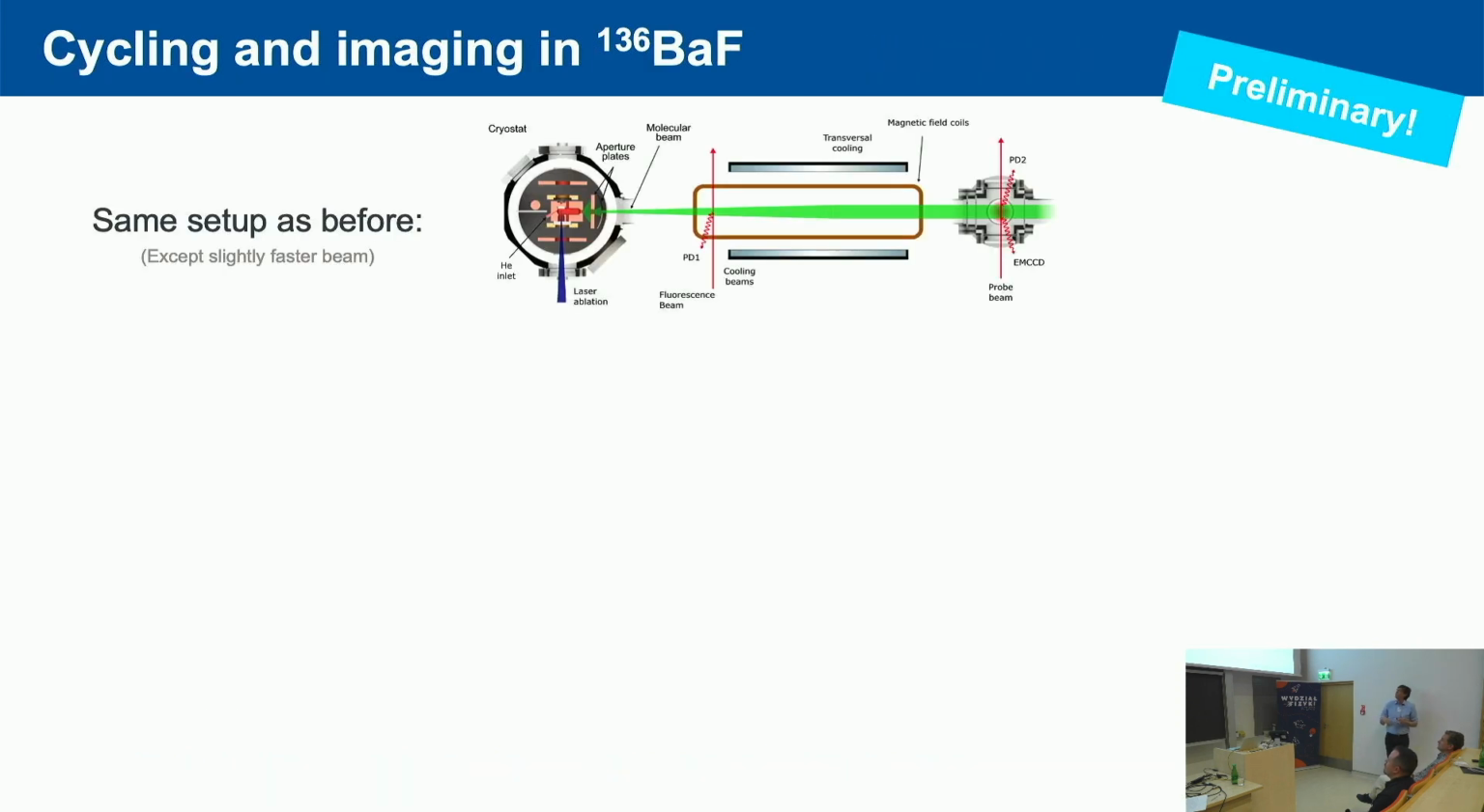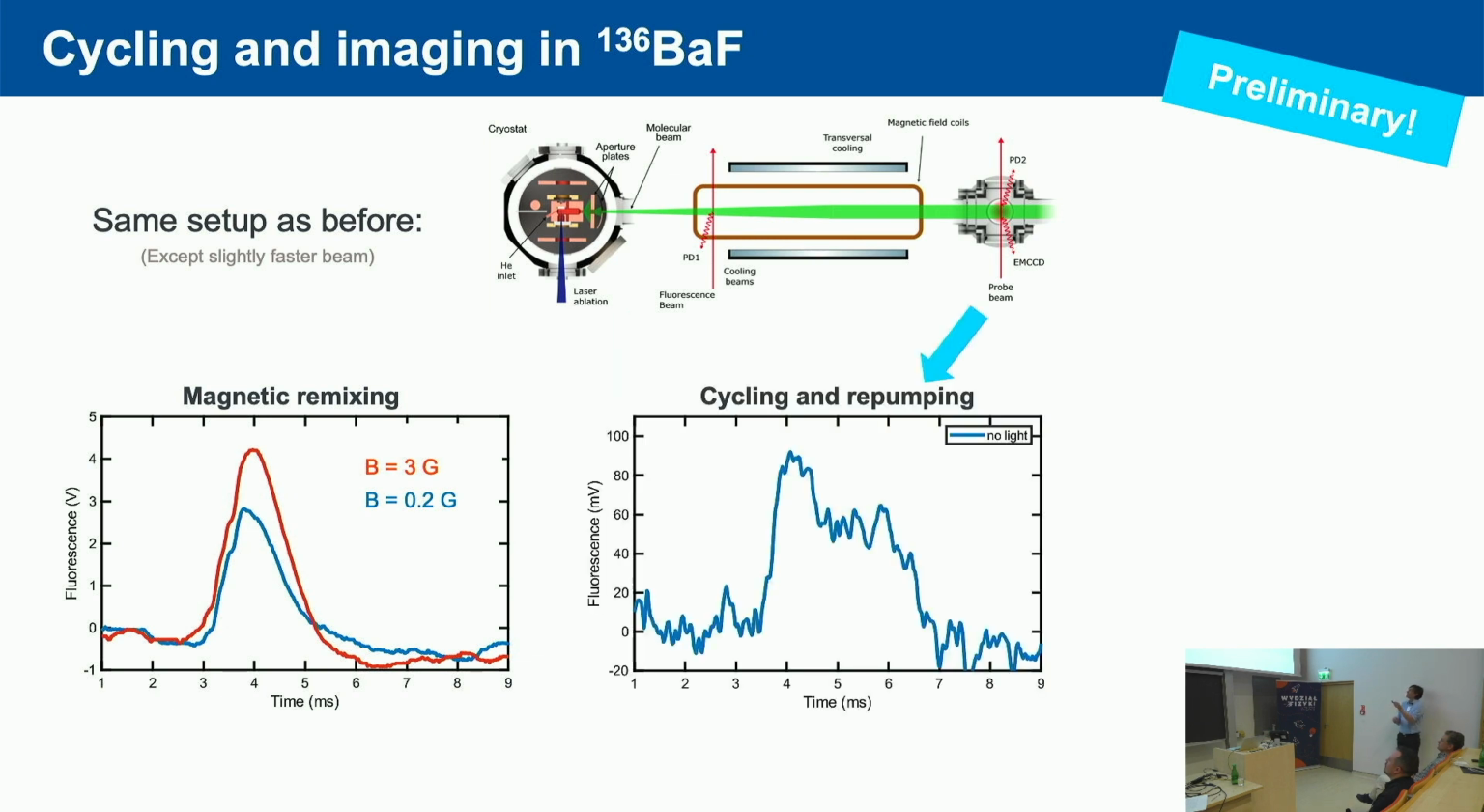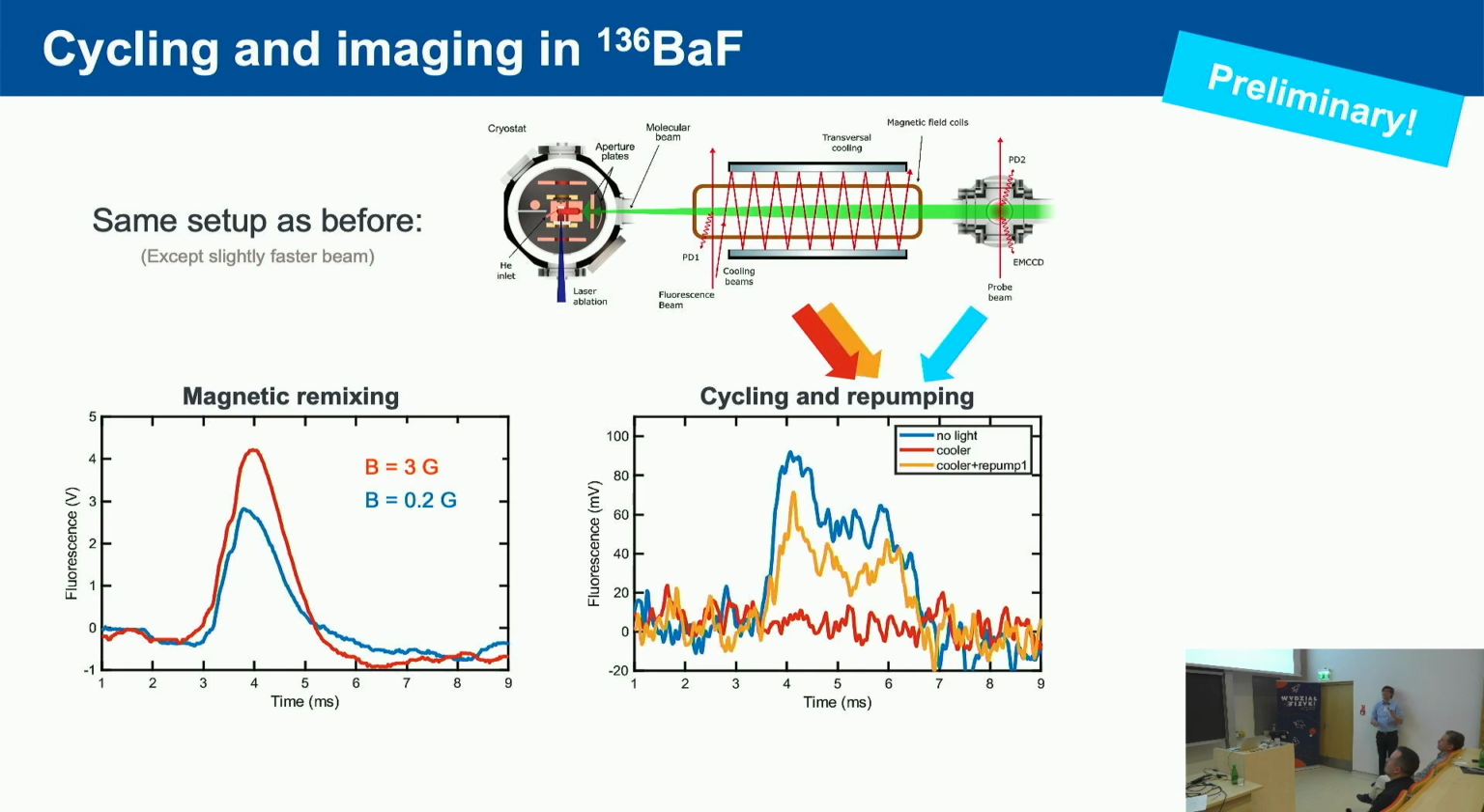We can basically use the same setup as before, create the molecules, and then have a first photodiode here and look at magnetic remixing. And yes, we can cycle in 136 barium fluoride. We can also see this now in our experiment or detection region. We get a signal, and now in the cooling region, if we turn on the cooler, we pump all of these away. And if we turn on the repumper, we get them back. So that seems to work very well.